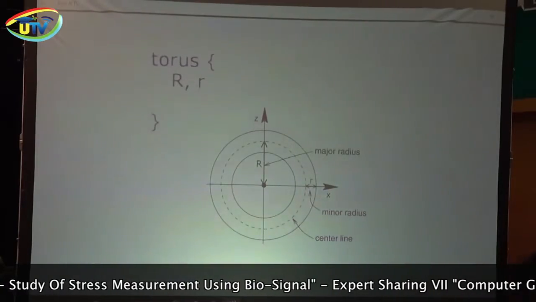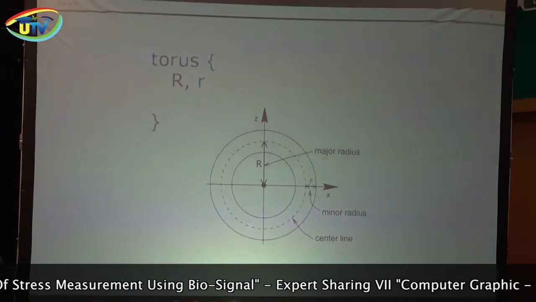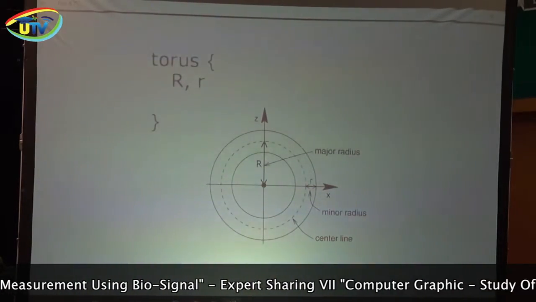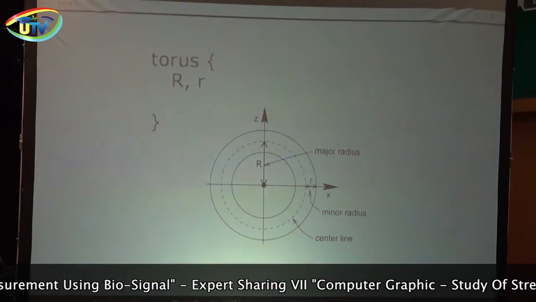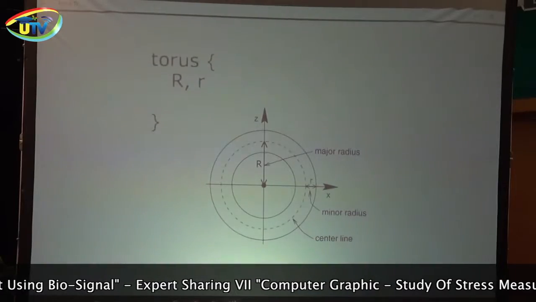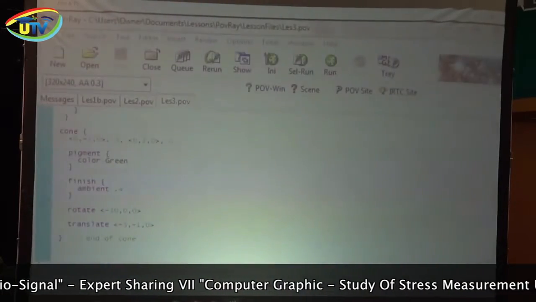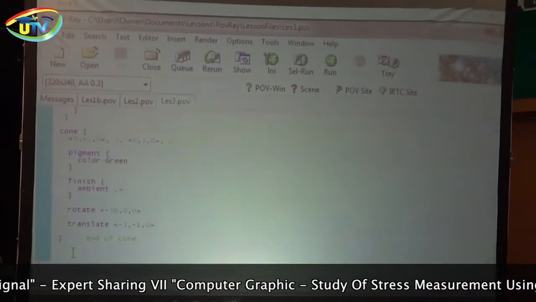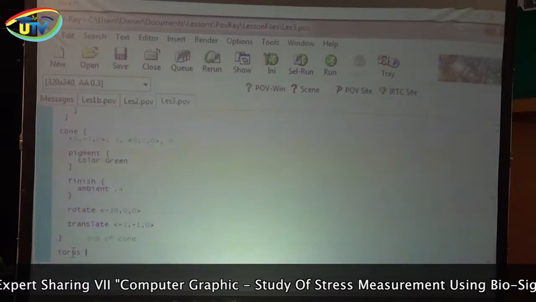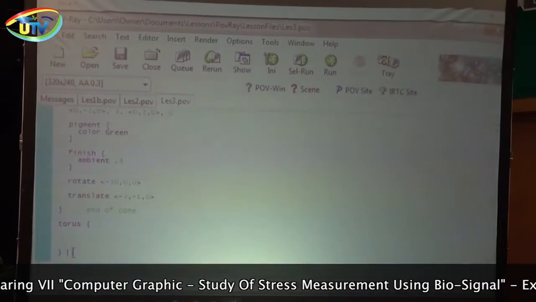The minor radius is the radius of the round part of, well, the donut part, I don't know how can you say that? A slice of the donut. And the major radius tells you where the overall donut lies. I think the best thing to do is to just try it out. So we put in the keyword torus, and again, the set brackets.